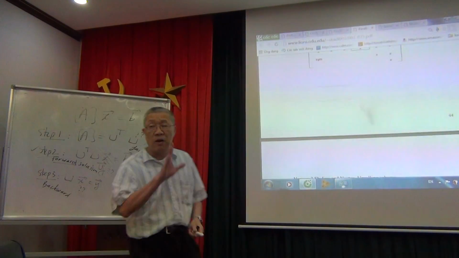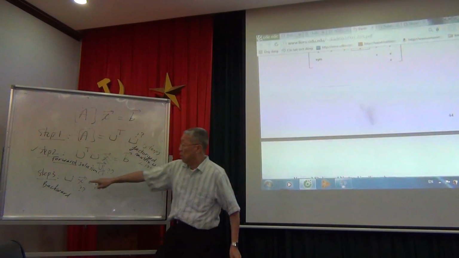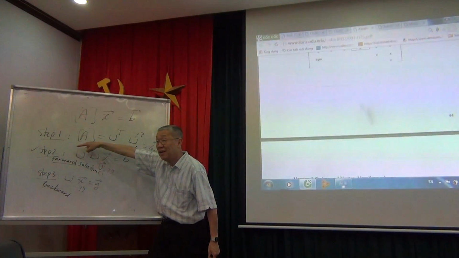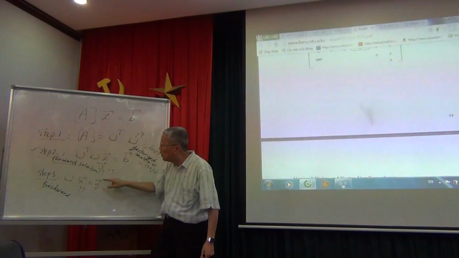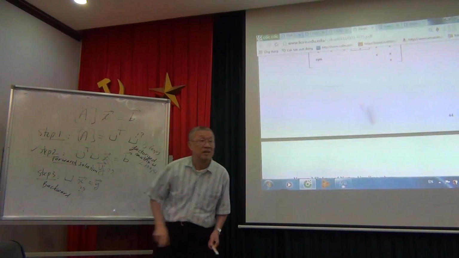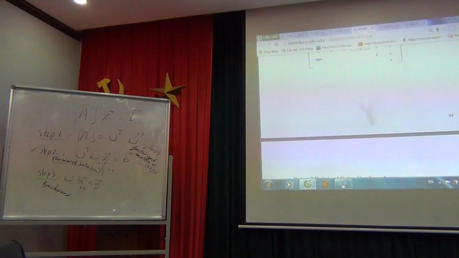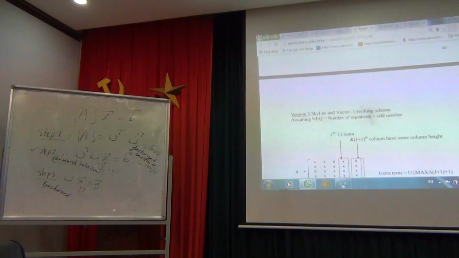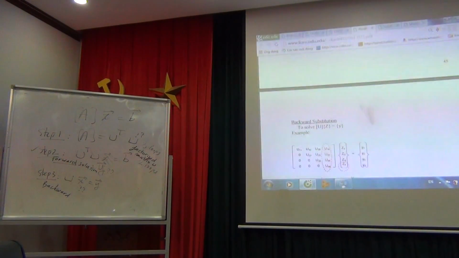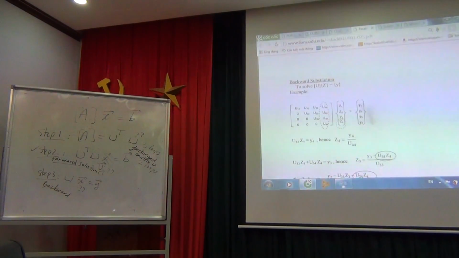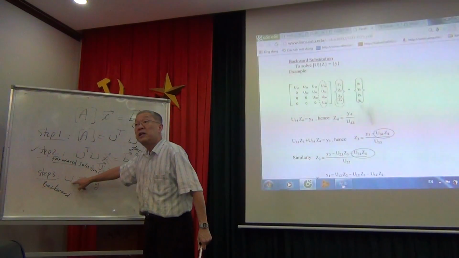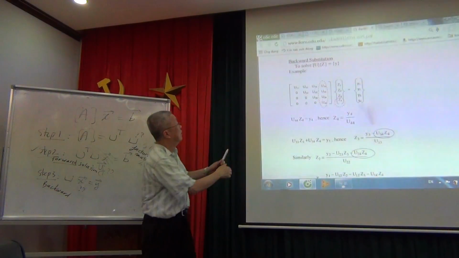Step 3. Now, remember in step 3, do you know the matrix U? Yes, because we already did step 1. Do you know the vector Y? Yes, because we just finished step 2. That's why we can solve for X. Let me show you the details. The detail is here, step 3. U is an upper triangular matrix, that's why it looks like this.